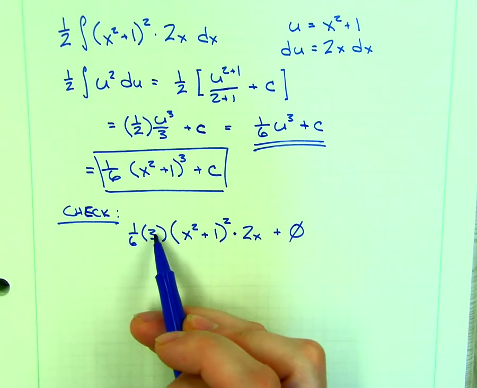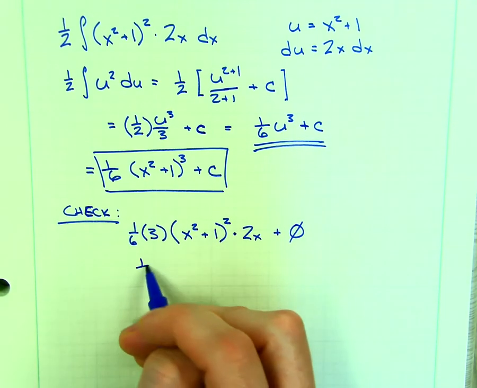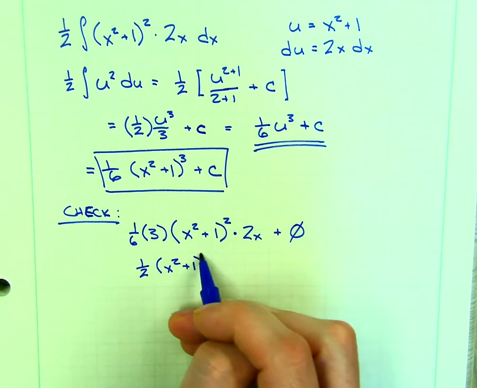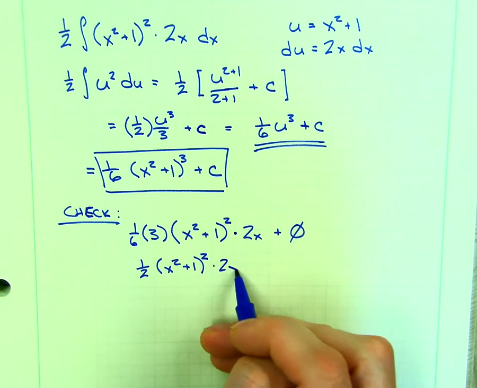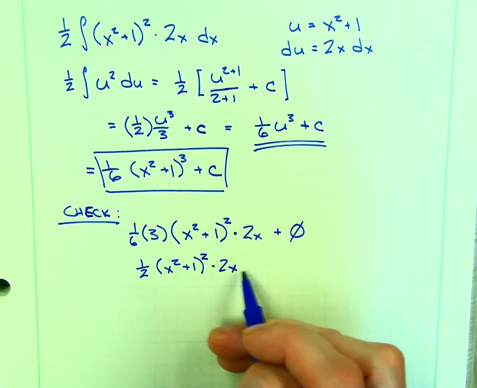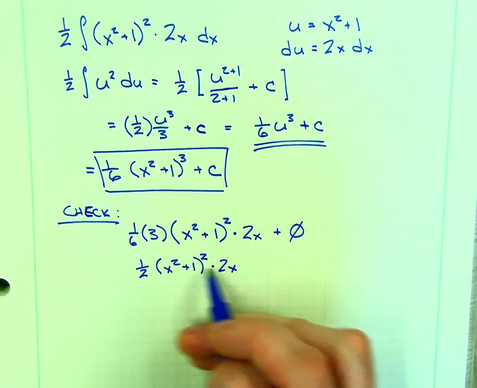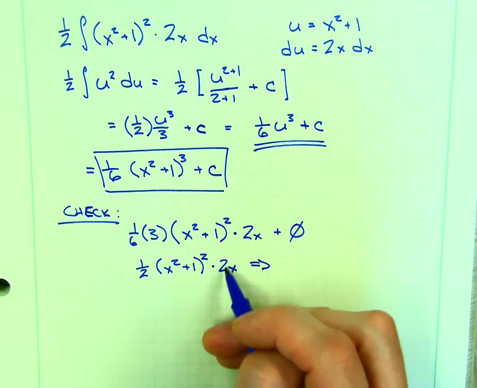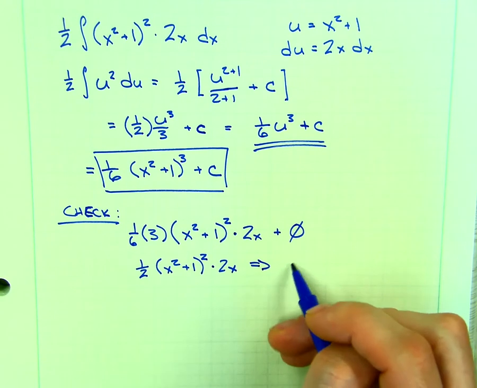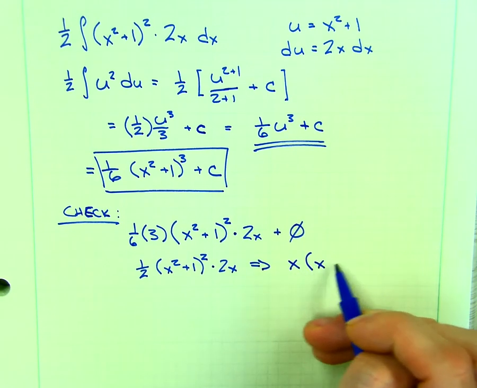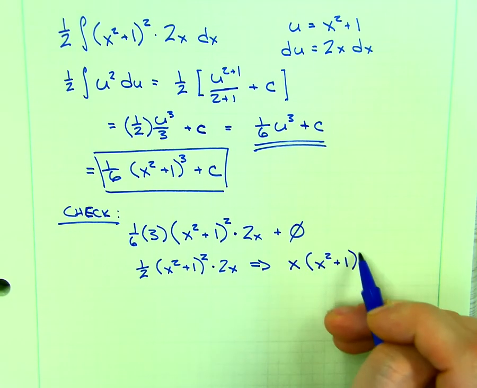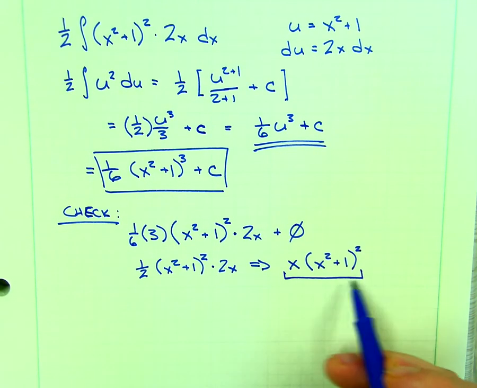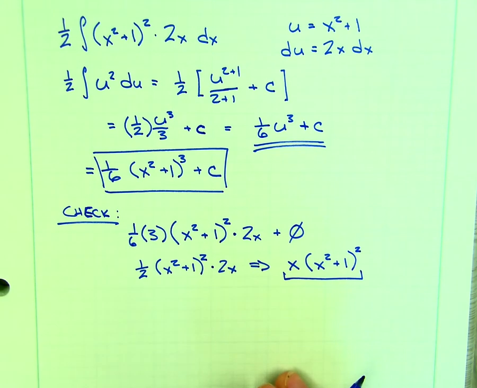So here I've got a 3 times 1/6, 1/2, and then I've got x squared plus 1 squared times 2x. Drop the 0. And so I've got this 2x times 1/2. I'm going to just move this around a little bit. So the 2x is going to come out front, multiply by the 1/2, and I just end up with x times (x squared plus 1) squared. And that's exactly what I started with. This is exactly the function that I took the original integral of.